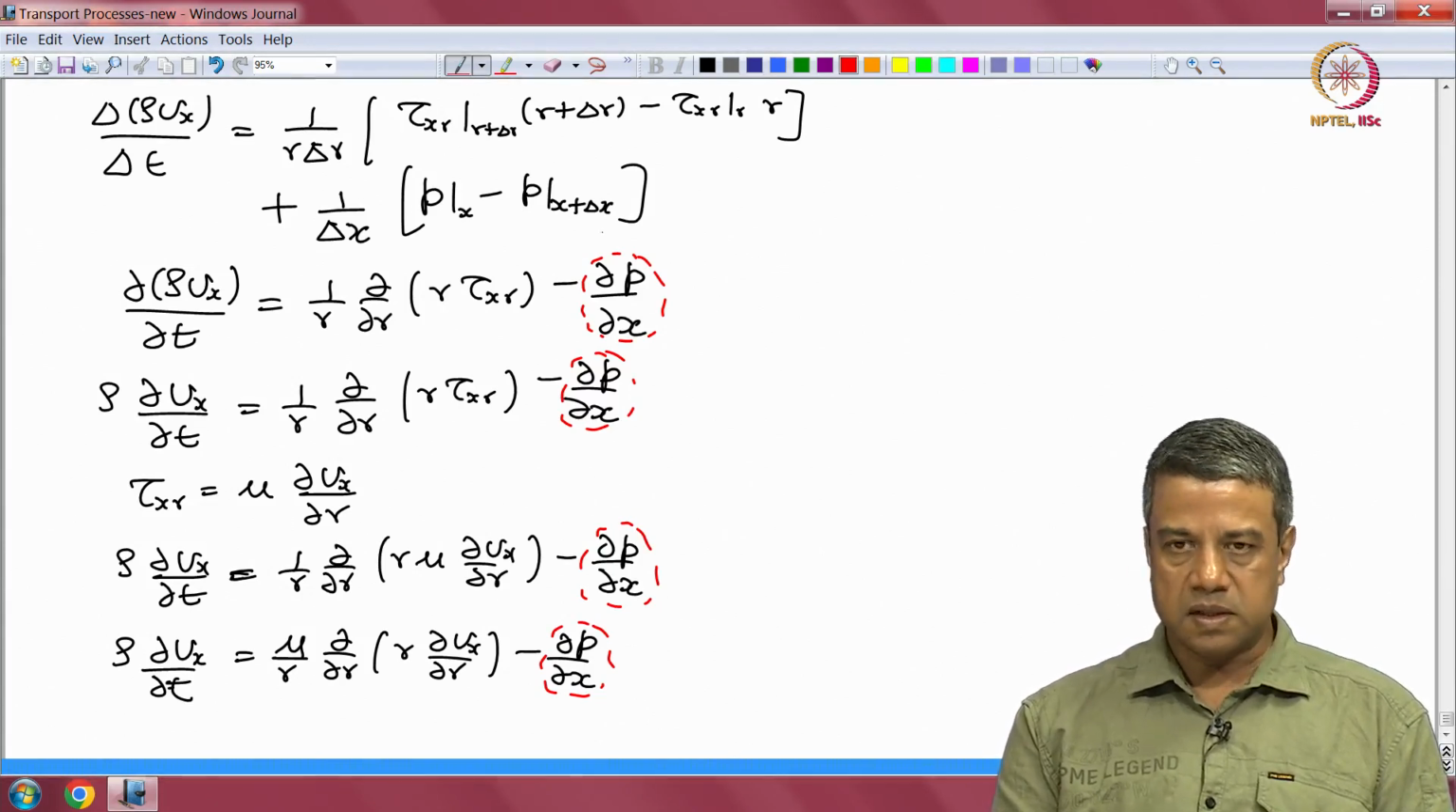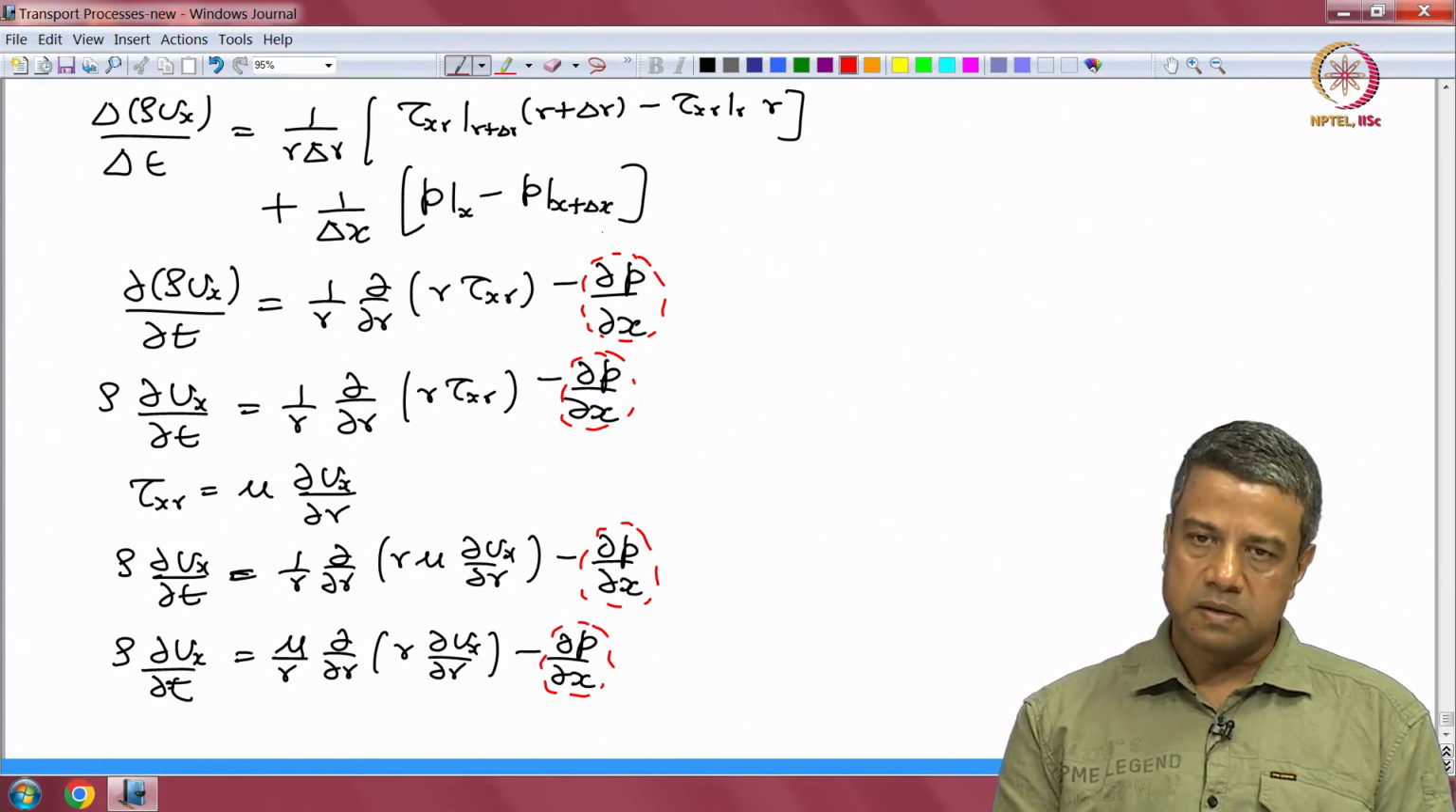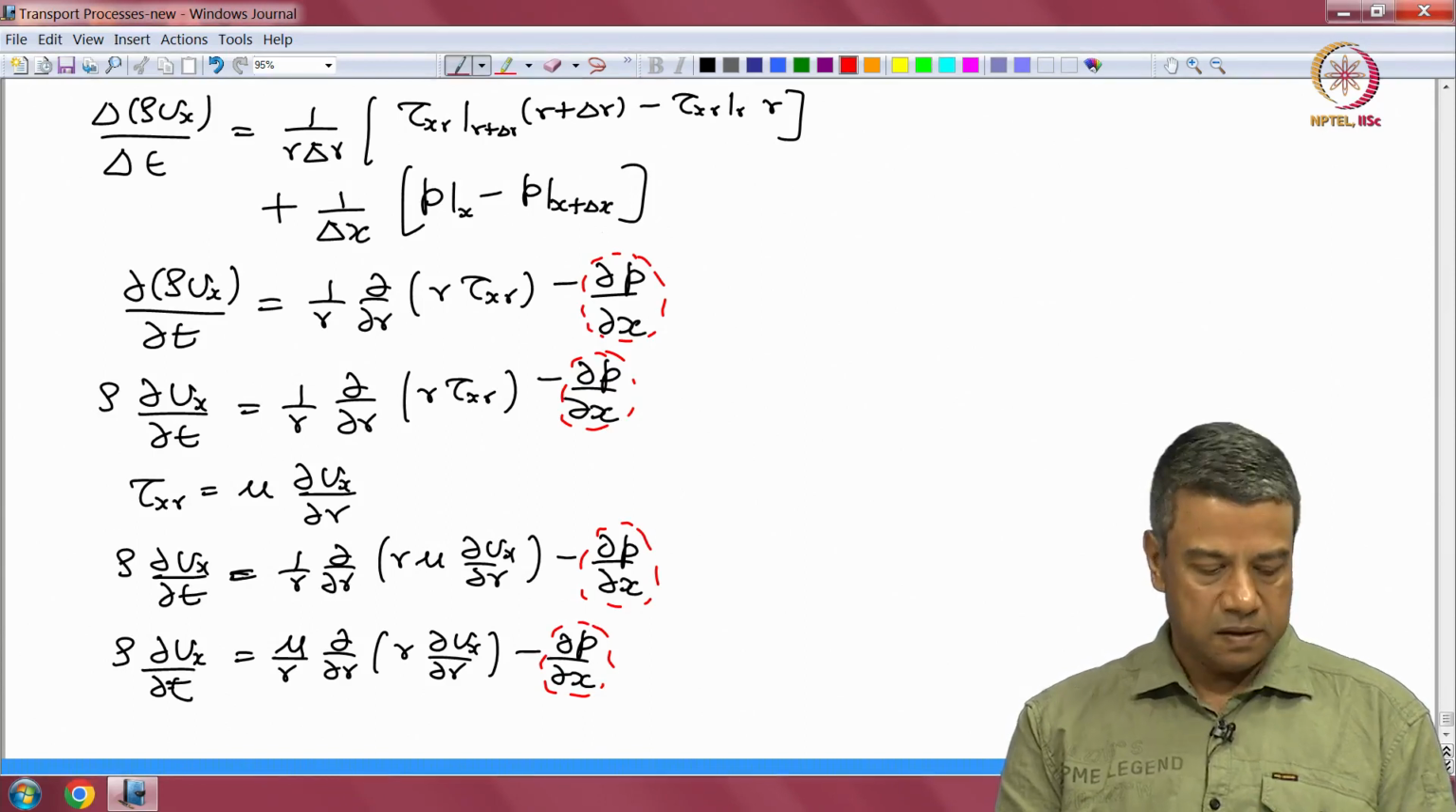I will continue this discussion in the next lecture. We will solve for the laminar profile and from that the correlation for the friction factor for a laminar flow.